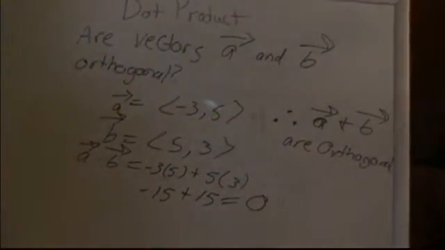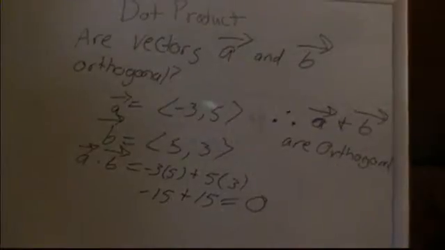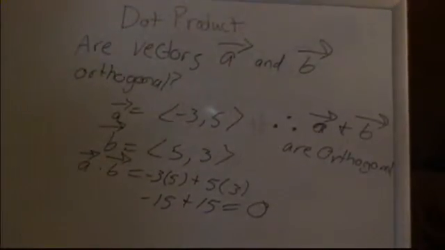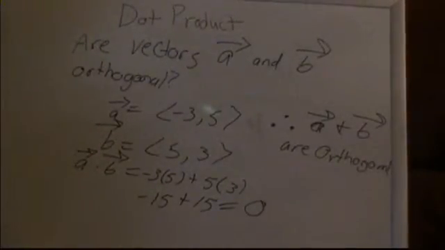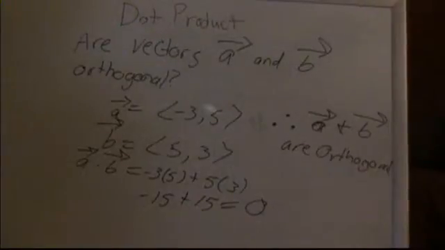And that's just a couple of ways that you can use the dot product to find out if two vectors are orthogonal. You can find the angles between two vectors, or you can just find the dot product between two vectors.